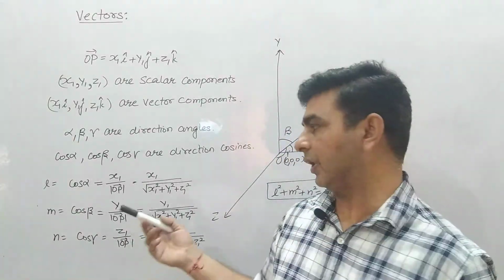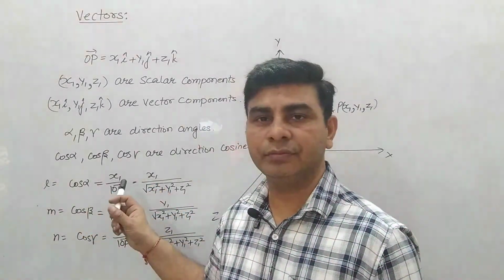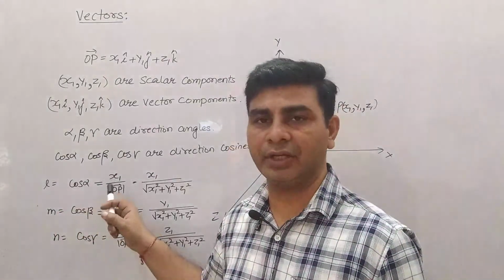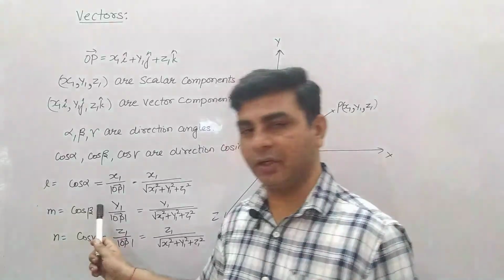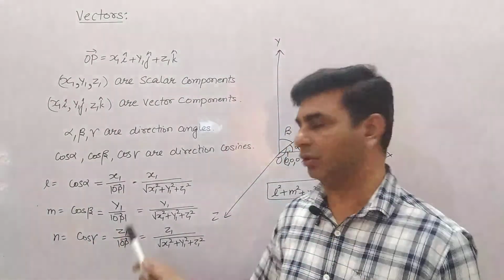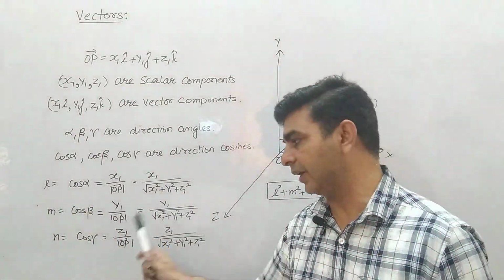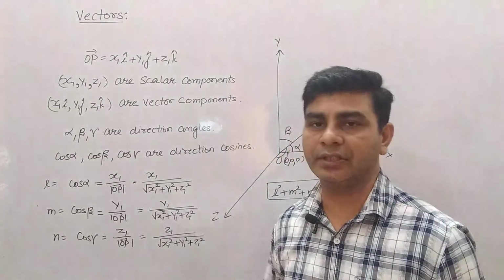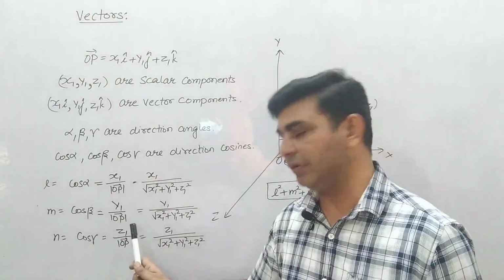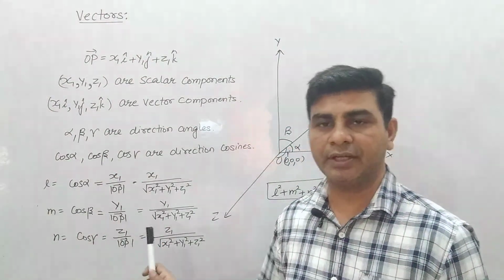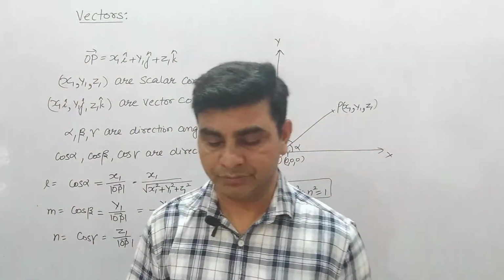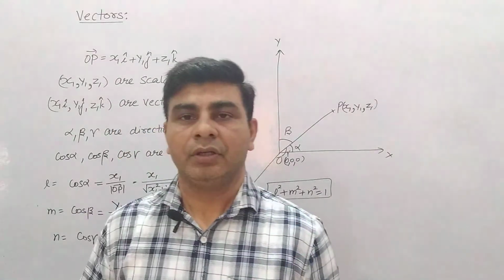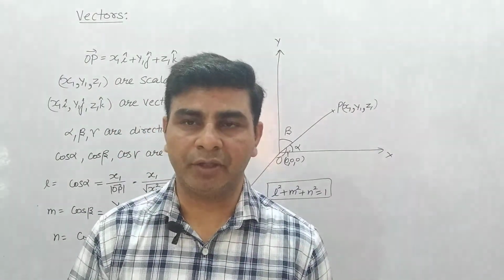What if you want to find the direction cosine along the x-axis? Then the scalar component along the x-axis divided by the magnitude. And if you want to find the direction cosine along y, then the scalar component along the y-axis divided by the magnitude. And if you want to find it along z, dear students, then z1, which is the scalar component along the z-axis, upon the magnitude. So this was the complete basic concepts related to exercise 10.1 and 10.2.